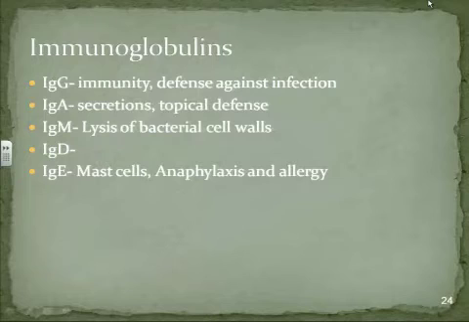Immunoglobulins are not just one type. There are many different kinds, depending on what they're used for. IgA is heavily concentrated in secretions, so it's usually found on pulmonary linings and mucous membranes, and it basically acts as a topical defense mechanism. IgG molecules are more of a defense against infection.